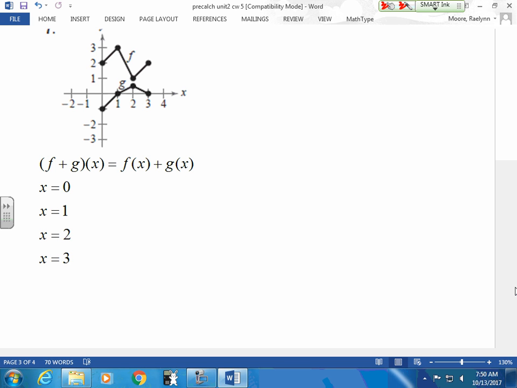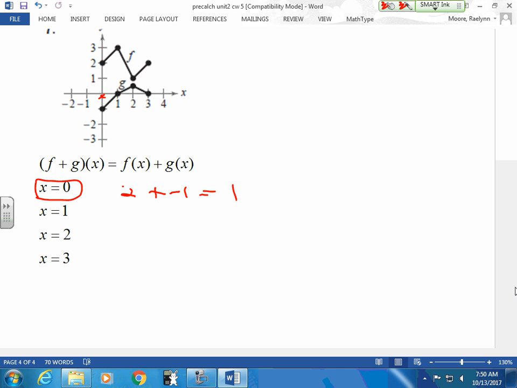So I want to add the value of my function. The value of my function is my x or my y. Your y. So I'm going to take the value of f and add the value of g when x is 0. So on my graph, I go to the 0. What's the value of my f function at 0? 2. Just find your y value. 2. What's the value of your g function? -1. Just add them together.